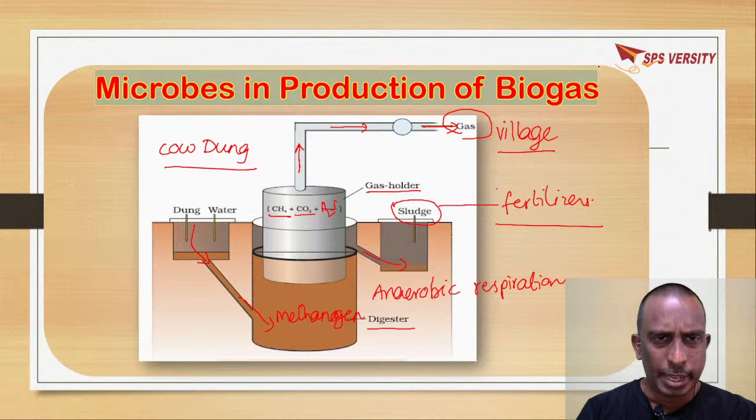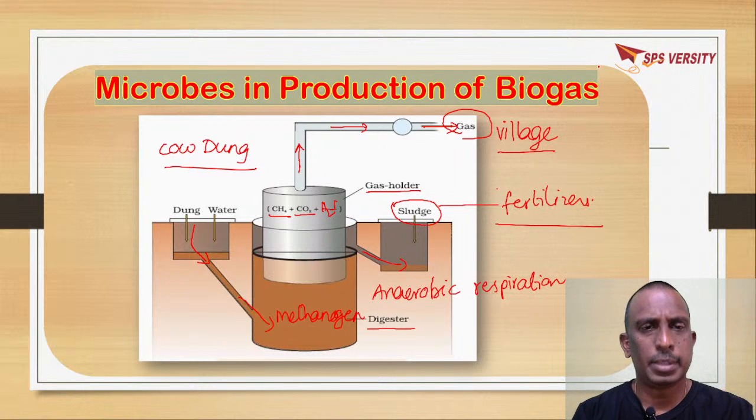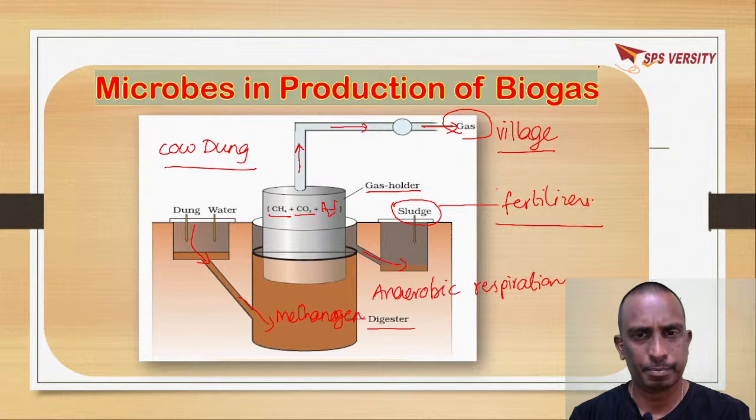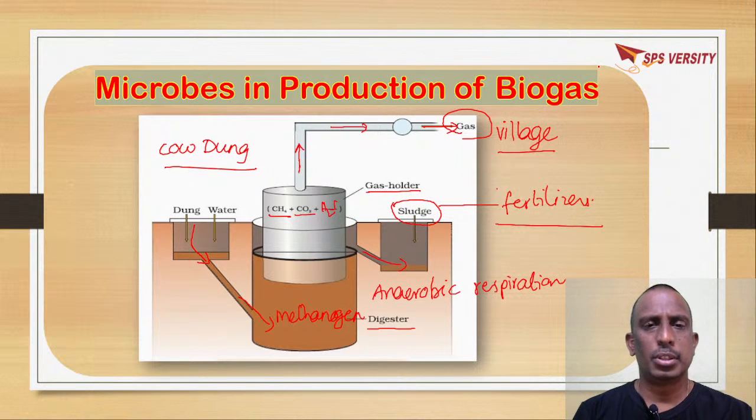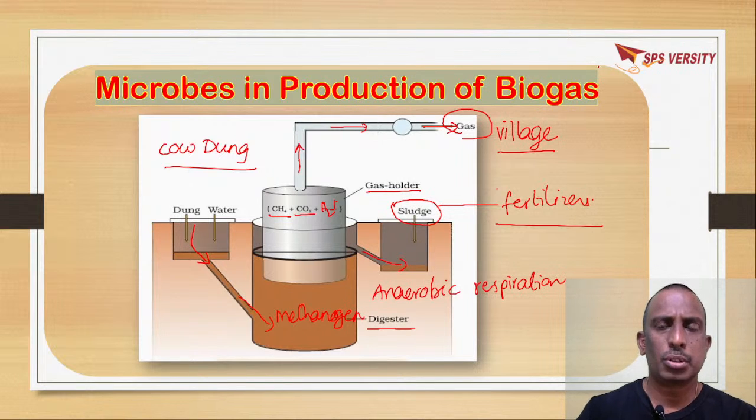And in villages specifically, as there is availability of a lot of dung, cow dung and buffalo dung, they use this biogas plant. Okay. So this is about the production of biogas plant.